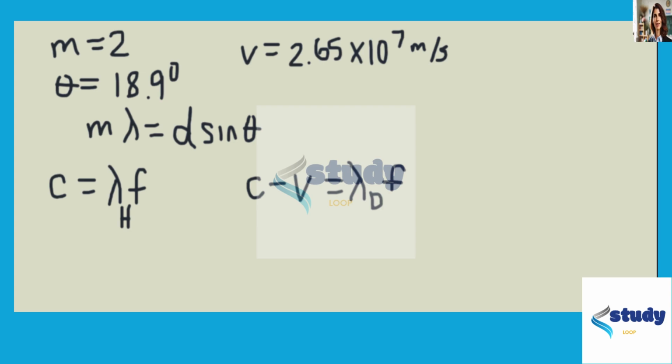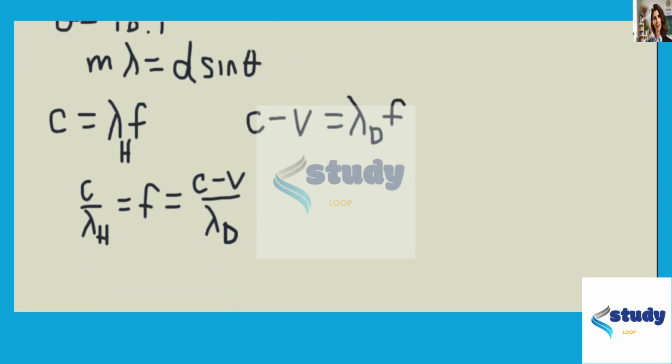So if I rearrange, I get c over wavelength helium equals the frequency, which equals c minus v over wavelength from distant. And so, rearranging that, the distant wavelength is c minus v over c times the wavelength for helium.